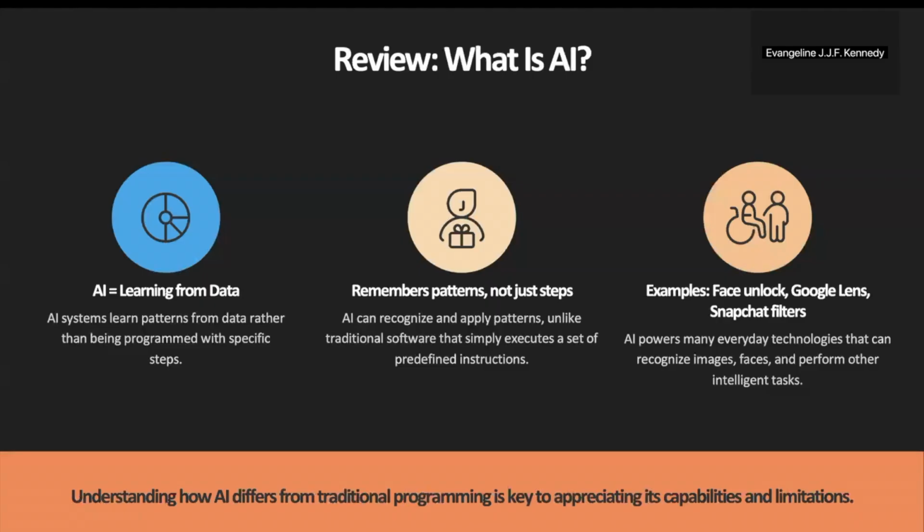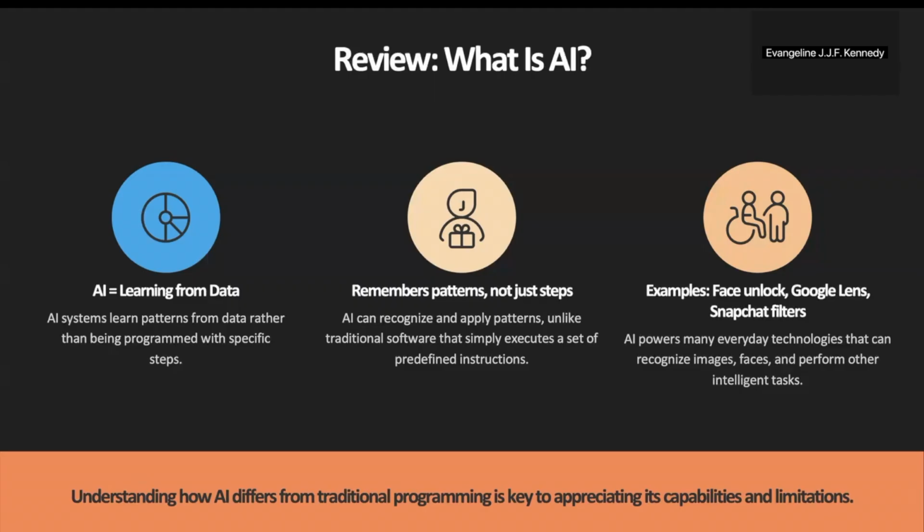Before we dive in, let's quickly review what AI is, just to make sure we're starting from the same place. Artificial intelligence is when a computer can perform tasks that usually require human intelligence. Think of things like recognizing speech, identifying faces, making decisions, or translating languages. The key difference from traditional programming is that AI learns from data. Instead of being given a fixed set of instructions, it figures out patterns by studying examples.